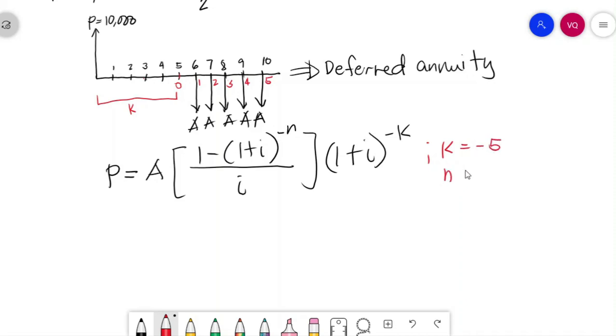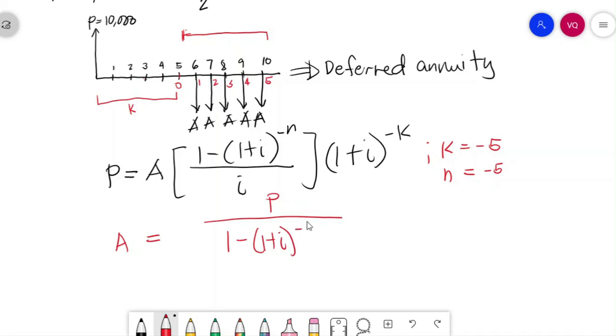And our n is equal to, so, ito ibabalik natin dito sa 0. So, that is equal to 1, 2, 3, 4, and also negative 5. So, solving for A, it is equal to P all over 1 minus 1 plus i raised to negative n. This is Pi times 1 plus i raised to negative k.